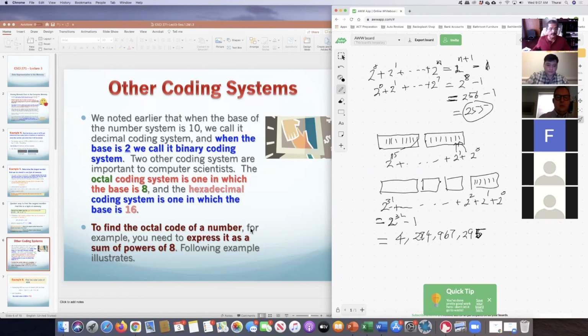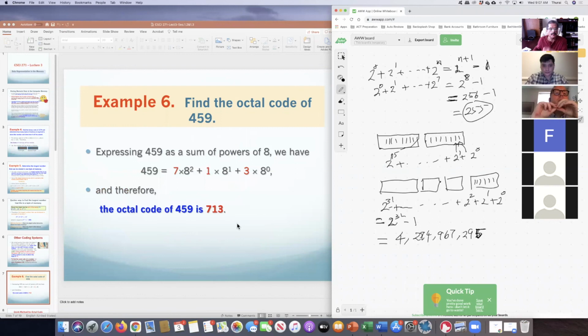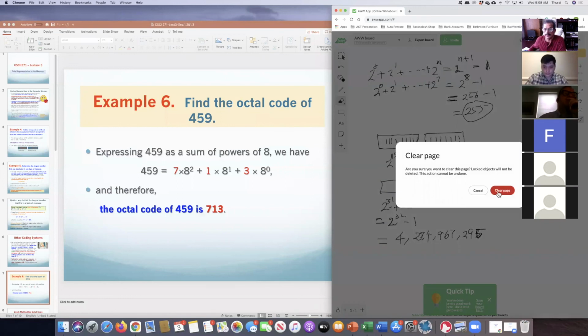So I'm going to have to go over the coding system with base 8 and the coding system with base 16. When you use base 8, it's called the octal coding system. Octal means 8 will be the base, so we have to express the number as a sum of powers of 8 to find the code. I have written this here, but I'll explain how to find the octal code using this method on the board.